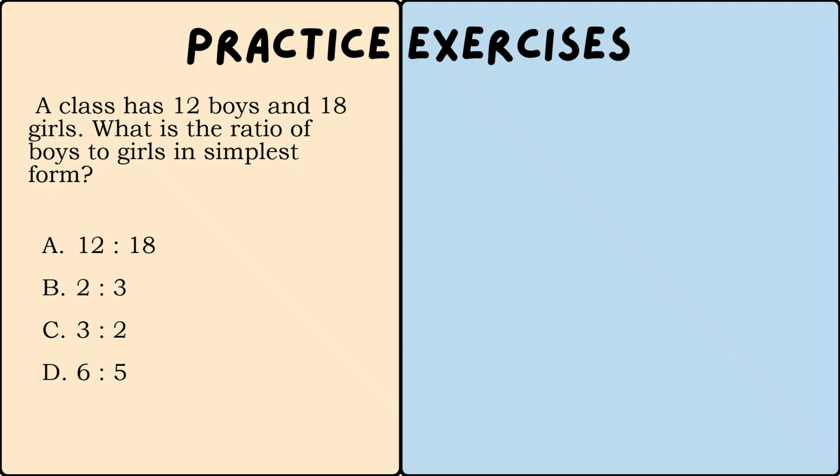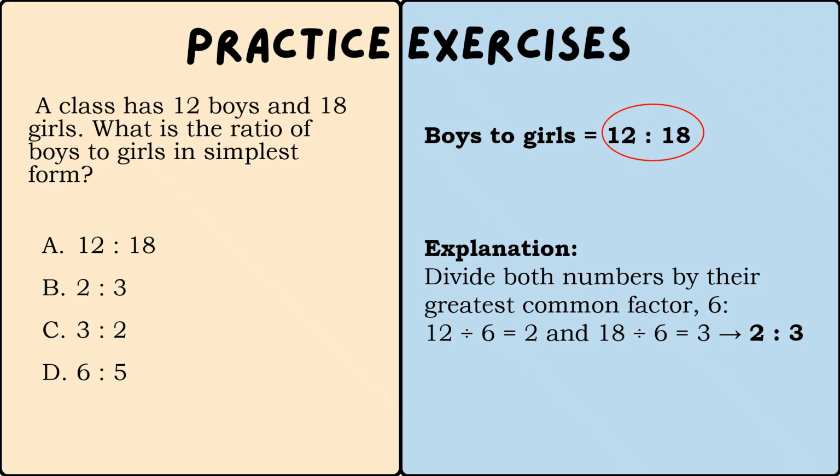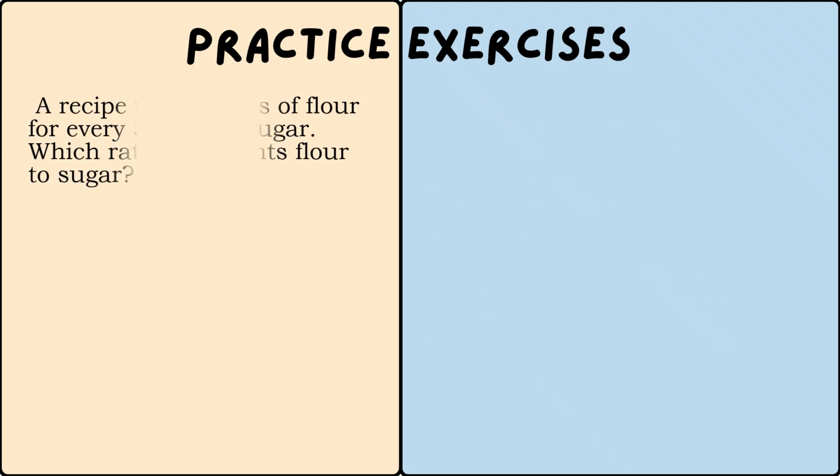Alright, let's find out the ratio in simplest form. So boys to girls, the ratio is 12 is to 18. And 12 and 18 is not yet in the simplest form. We're going to find the GCF of 12 and 18, which is equal to 6. So 12 divided by 6 is equal to 2, and 18 divided by 6 is equal to 3. So our final answer is equal to 2 is to 3. That is letter B.